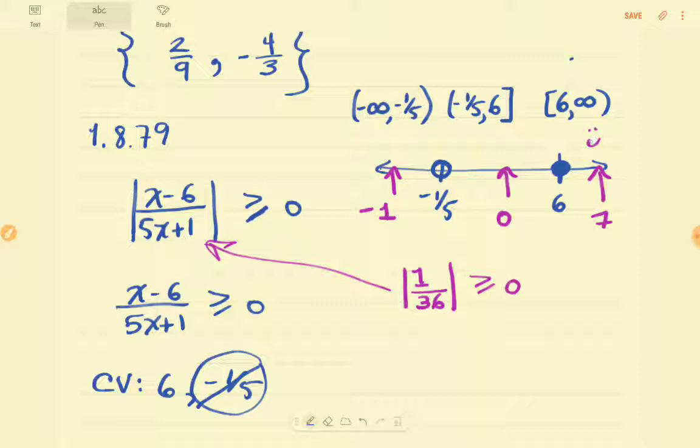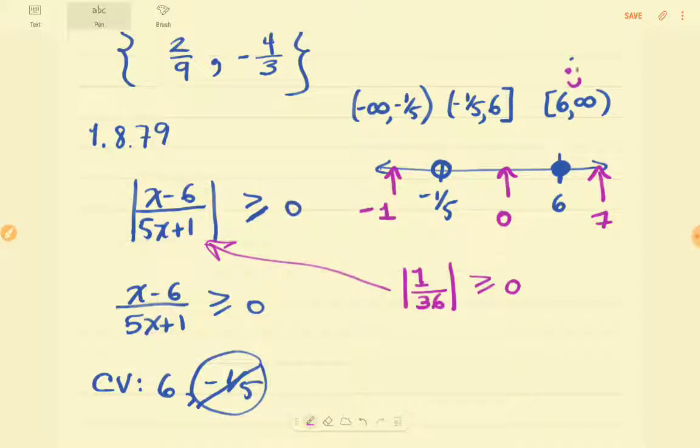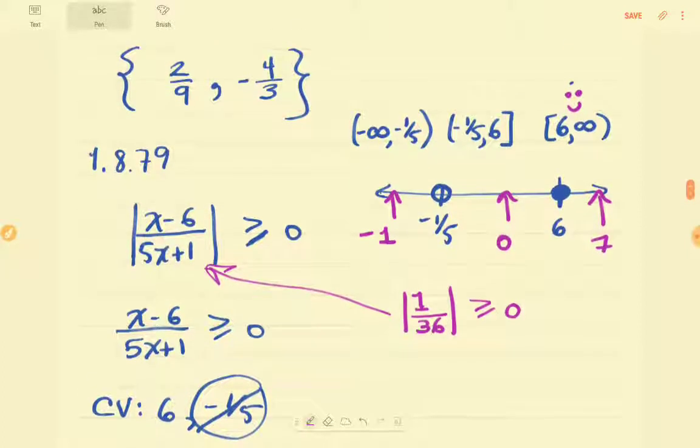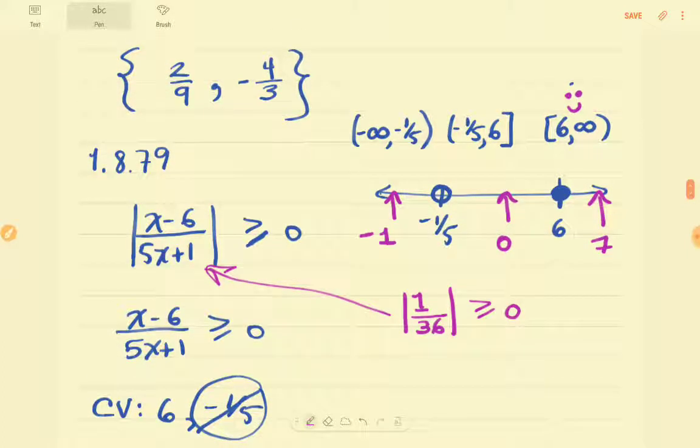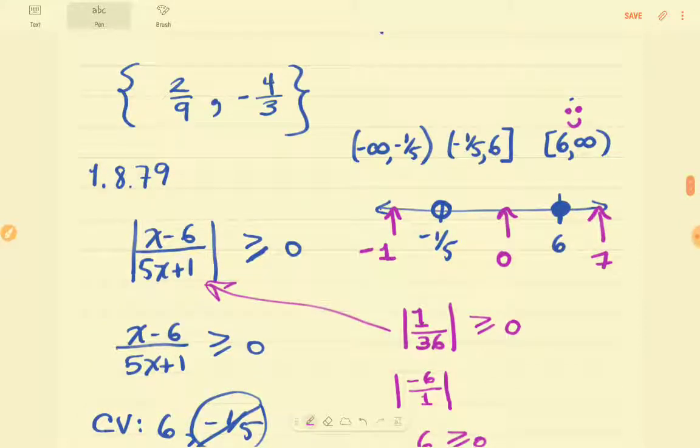Alright, so I figured out that this first one that I tested, the one all the way on the right, is a good one. So we will be using that region of the number line as part of our solution set. I'll go do 0 now, so I'm going to plug 0 in here. If I plug 0 into my original inequality, I will have negative 6 over 5 times 0 is 0, plus 1 is positive 1. Now the absolute value of negative 6 over 1 is actually 6, which is greater than or equal to 0. So that one's good too.